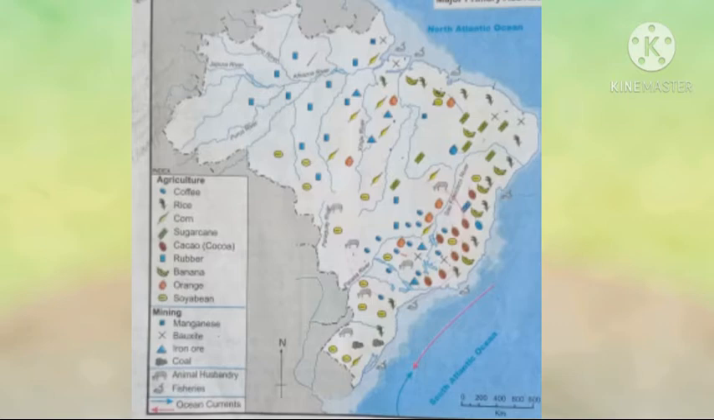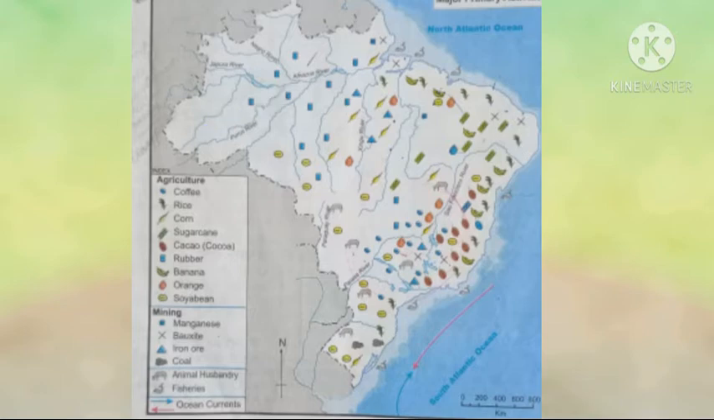In the same manner, we can see rubber production in the northern part. We have already learned that Manaus is a city located in the northern part because of the natural port and the rubber plantation, and that place became a city. So the rubber plantation we mainly see in the northern part of the country near the Amazon, that means in the Amazon river basin.